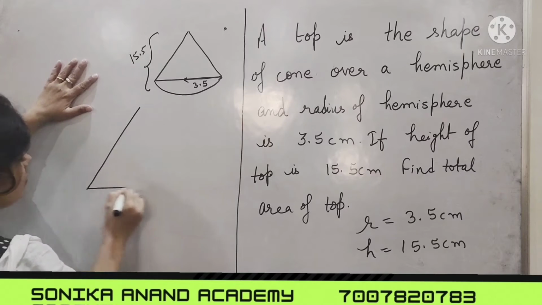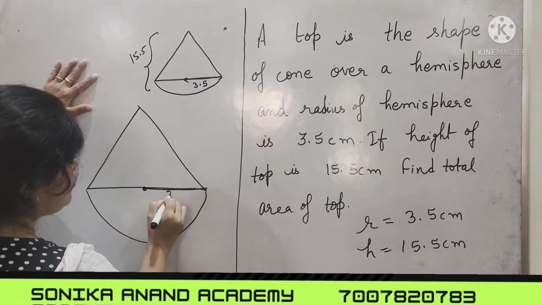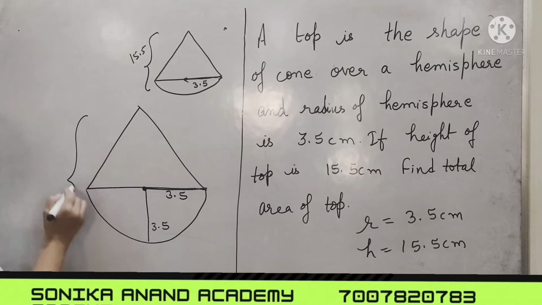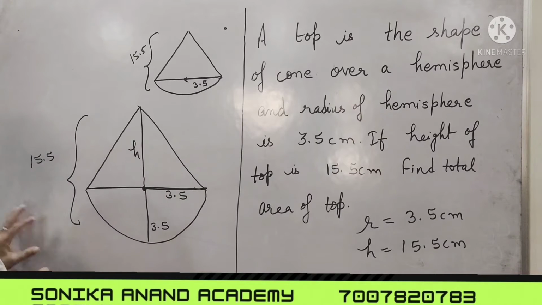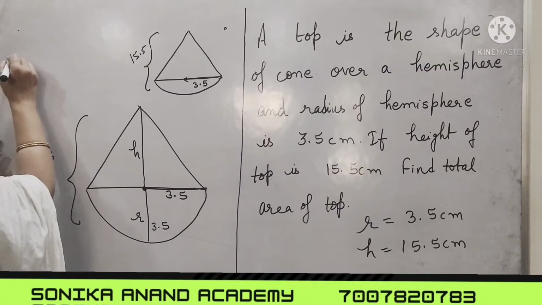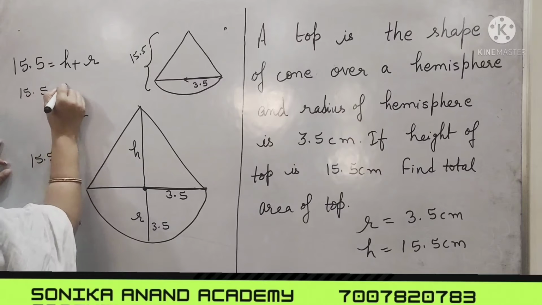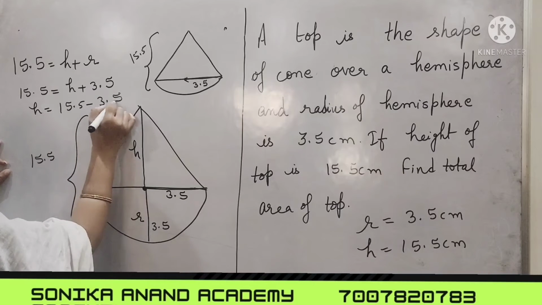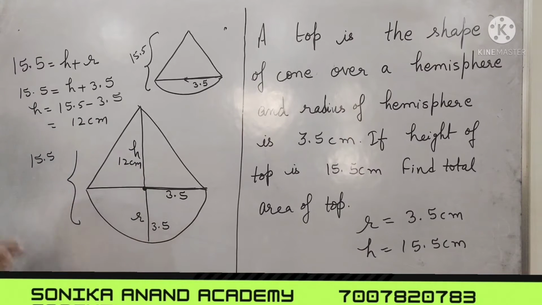So, if we elaborate this figure in this way, here, if this is the radius of the hemisphere 3.5, then this is also 3.5 because it is radius, and overall height is 15.5. So, what is the value of this height? This height plus this radius is equal to 15.5. Okay. So, 15.5 is equal to height plus 3.5. So, height is equal to 15.5 minus 3.5. And what we get? 15 minus 3 is 12 centimeter. This is 12 centimeter. Okay.